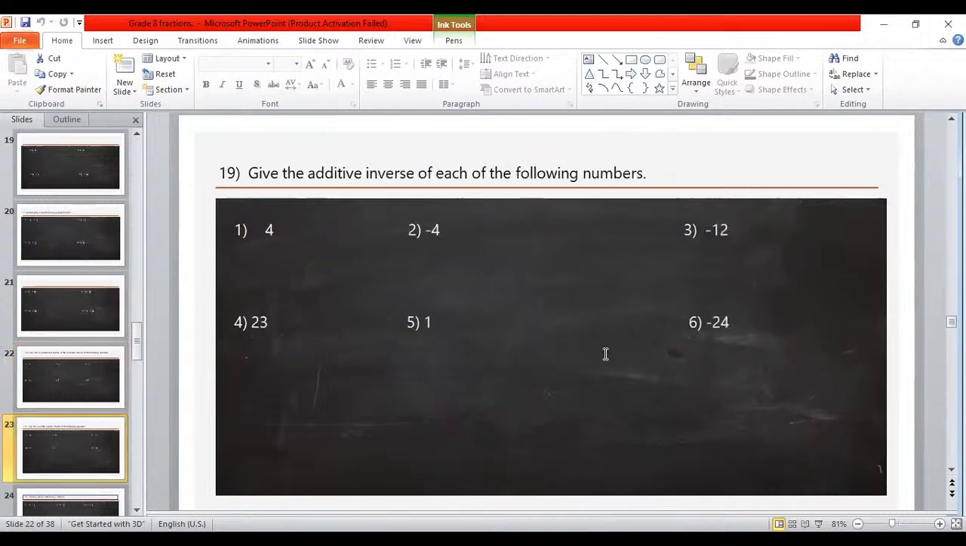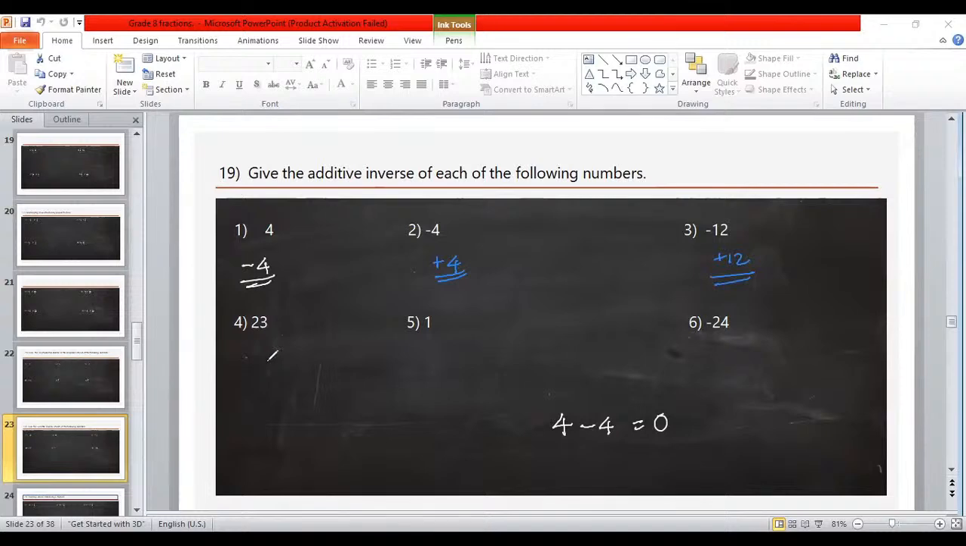Next one, give the additive inverse of each of the following numbers. Additive: add up to get 0. 4, this is positive 4. Then if you write negative 4, we are getting 0. Add up and giving 0. Then we are saying additive inverse. So what is the additive inverse of plus 4? That is minus 4. What is the additive inverse of minus 4? That is plus 4. What is the additive inverse of minus 12? That is plus 12. Minus 12 and plus 12 add up to give 0.